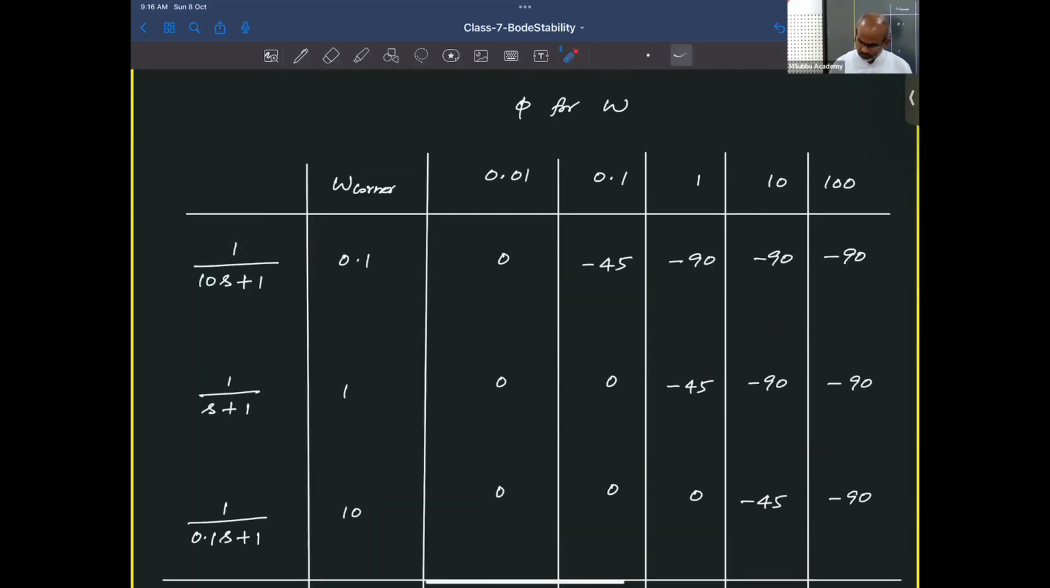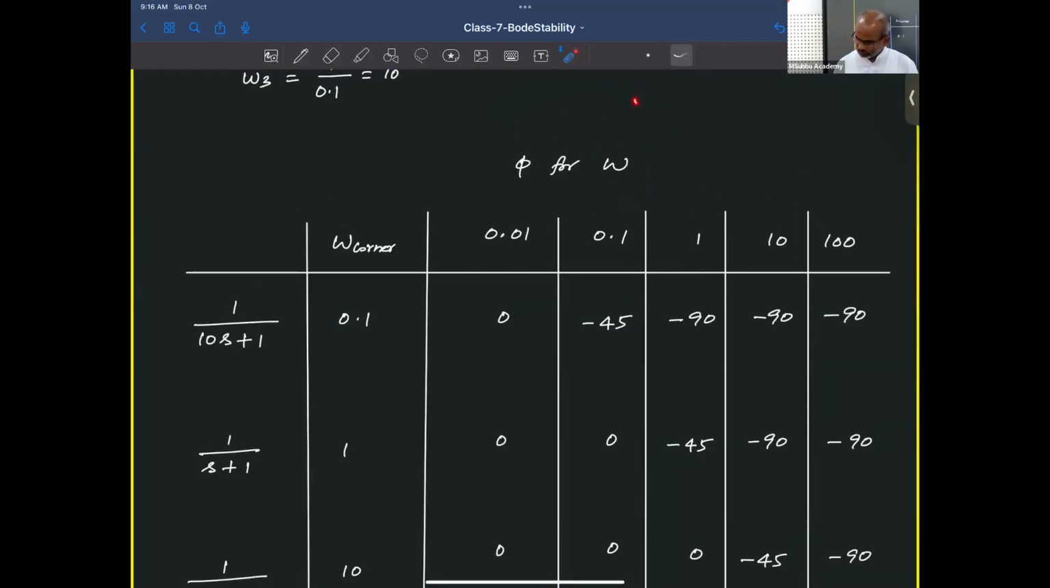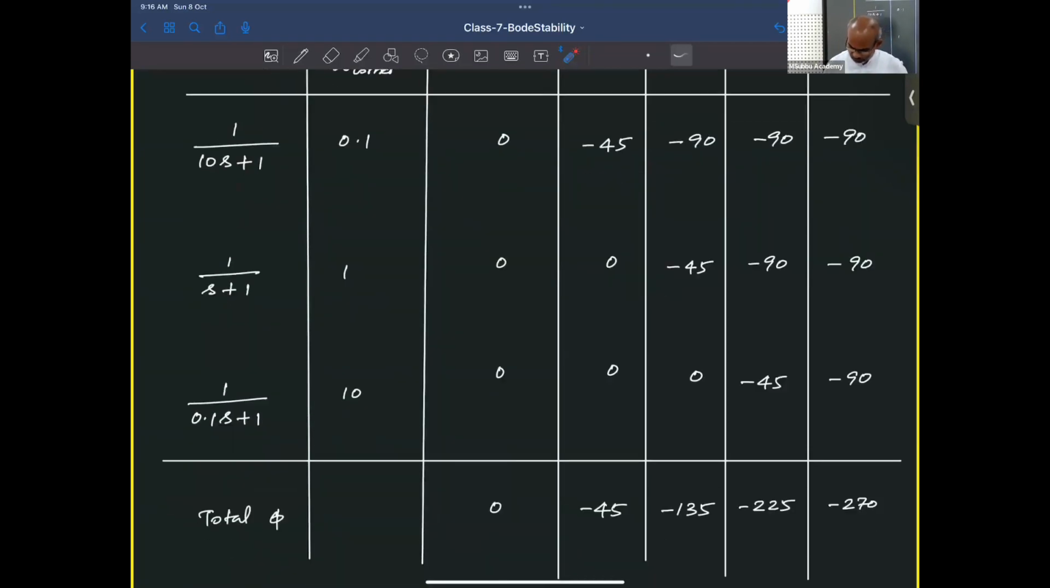And here, for getting the phase plot, for a first order system we know that the phase curve has a change of slope at the corner frequency. I will come to that shortly.